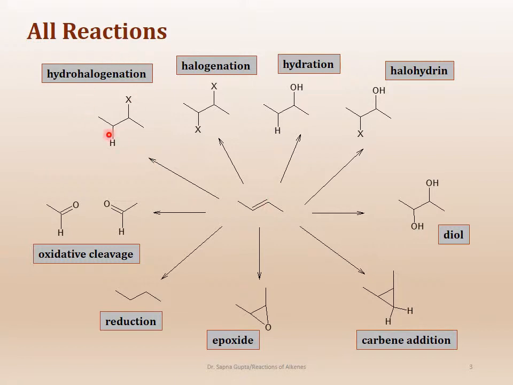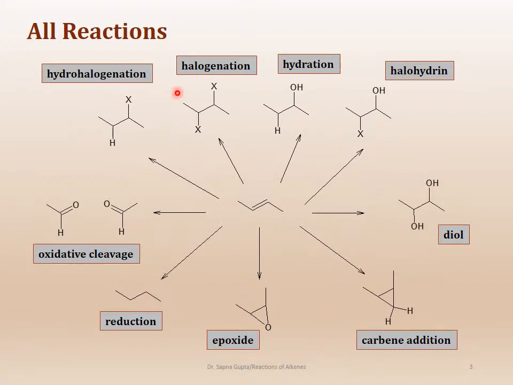So the first one here, hydrohalogenation. So you add a hydrogen as well as a halogen. Halogenation, adding one molecule of a halogen, which means 2 atoms of a halogen. Hydration, adding water, HOH, so H2O. Halohydrin, so you're now adding a halogen as well as an alcohol group. Then here is the diol formation, and here are 2 alcohol groups.